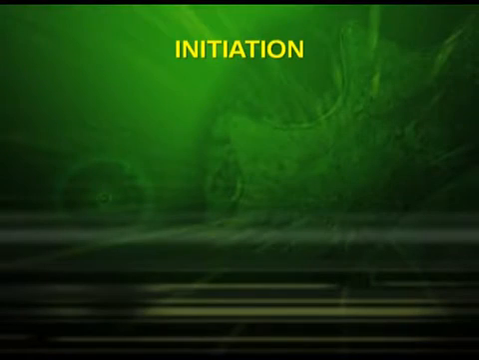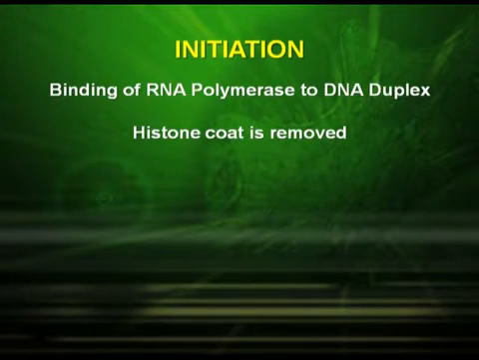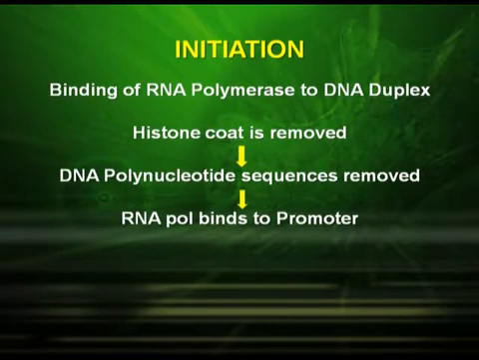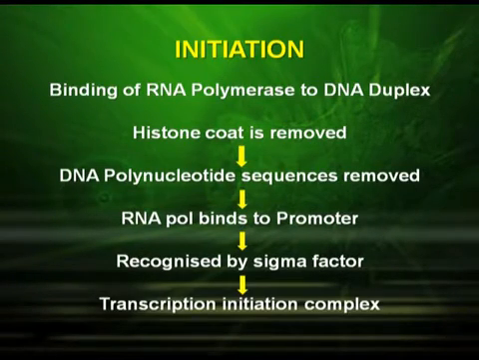Now, let us see the important steps in the transcription process. The first step is initiation. This includes the binding of RNA polymerase to the DNA duplex. During this process, the histone coat is removed, the DNA polynucleotide sequence is unwound, and the RNA polymerase binds to the promoter, which is recognized by the sigma factor, forming the transcription initiation complex.